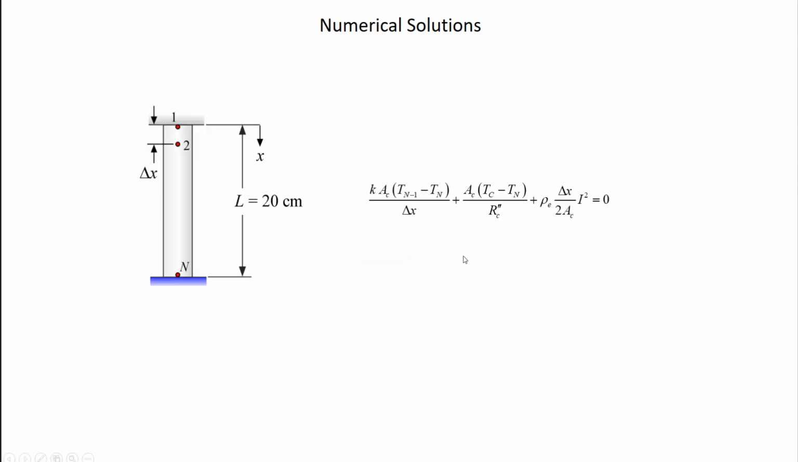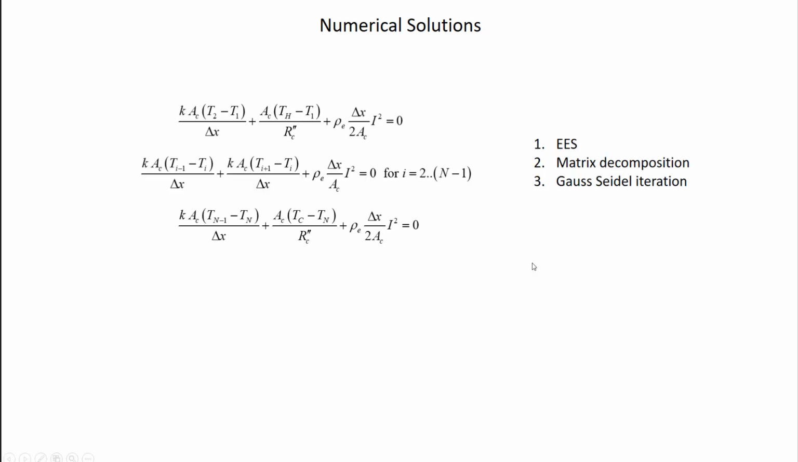Obviously I have one more of these to do, which would be the one for node N. I guess I'm going to assume that you can derive that. It should look a lot like the one for node 1. And at this point then I have my n minus 2 equations for all of my internal nodes, and then I have one more equation for node 1 and one more equation for node n. So I have n equations and n unknowns, and they look like this, right? This is a complete equation set.